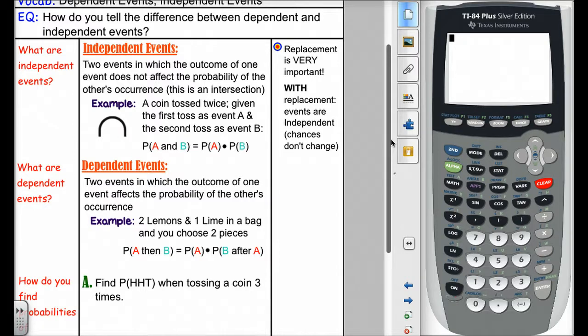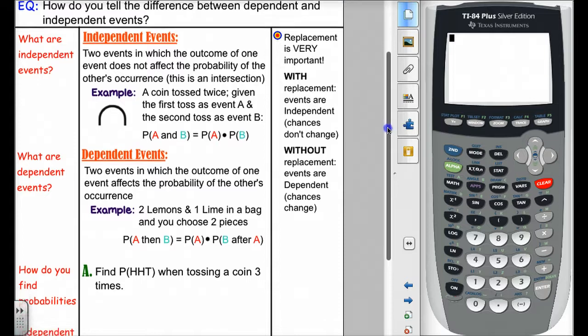So then the probability of A then B would be taking the probability of A, and then the probability of getting B after you've selected A. So that means when you have without replacement. In other words, it's dependent because our chances will change.